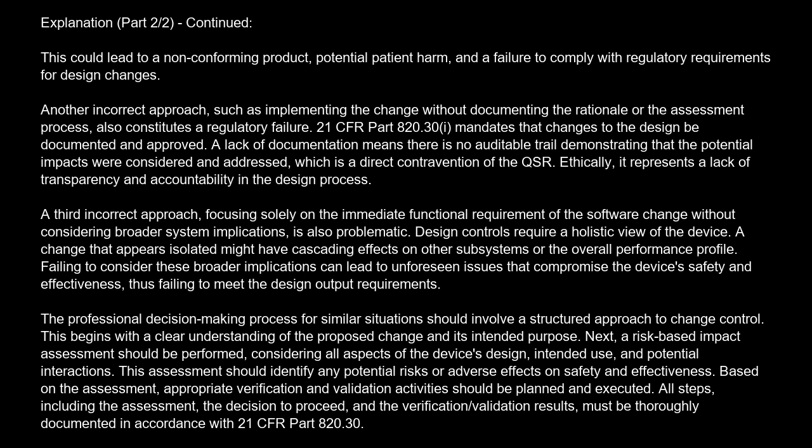The professional decision-making process for similar situations should involve a structured approach to change control. This begins with a clear understanding of the proposed change and its intended purpose. Next, a risk-based impact assessment should be performed, considering all aspects of the device's design, intended use, and potential interactions. This assessment should identify any potential risks or adverse effects on safety and effectiveness. Based on the assessment, appropriate verification and validation activities should be planned and executed. All steps, including the assessment, the decision to proceed, and the verification/validation results, must be thoroughly documented in accordance with 21 CFR Part 820.30.